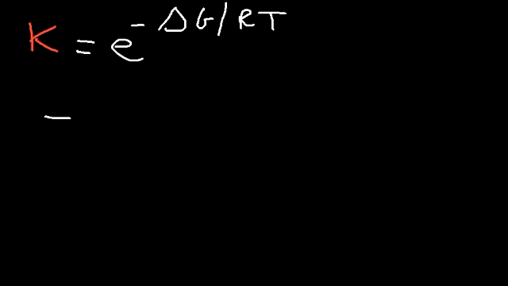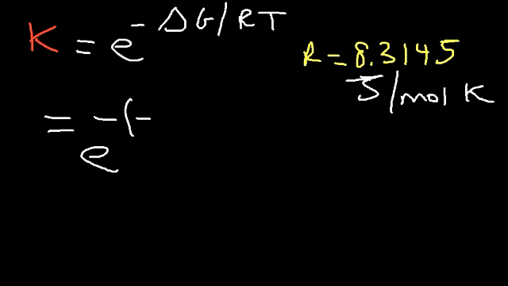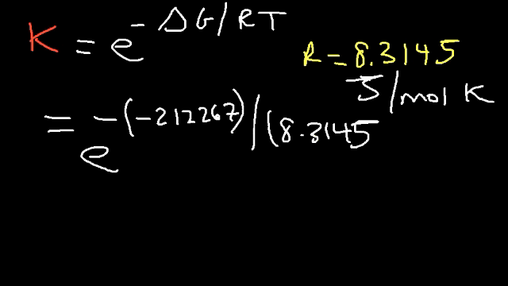So let's go ahead and calculate the value of K using delta G. In this equation, because R has units of joules, it's 8.3145 joules per mole per Kelvin. Delta G has to be in joules. If it's in kilojoules, you will not get the right answer. So let's plug it in. e raised to the negative, which was delta G for this reaction, it was negative 212,267, and then R is 8.3145. And let's assume the temperature is the standard 25 degrees Celsius, or 298 Kelvin.